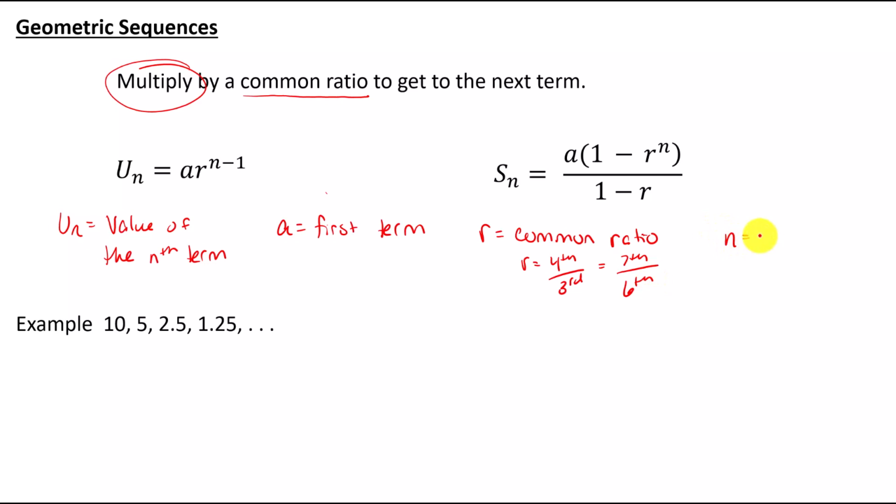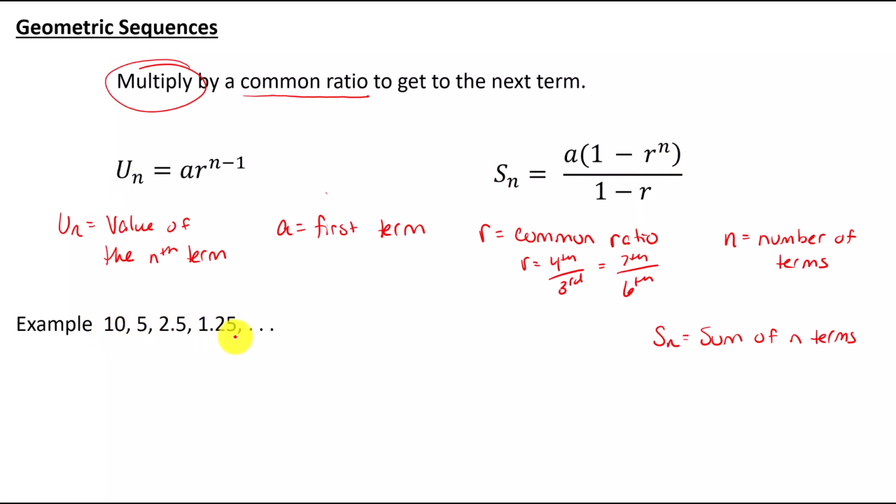N is still the number of terms. So the number of terms that I want to find the value of, or the number of terms that I want to get to. Okay, and so S sub n here, so let's add that. S sub n is the sum of n terms. So we have our formula that doesn't involve sum, so this is just to find like the 7th term or the 21st term. And then we have our formula for the sum, okay?